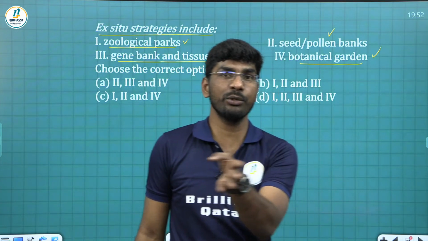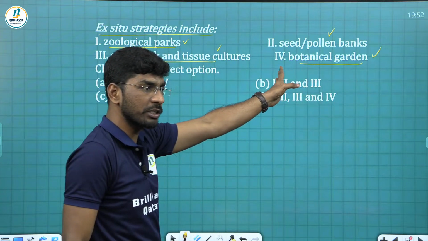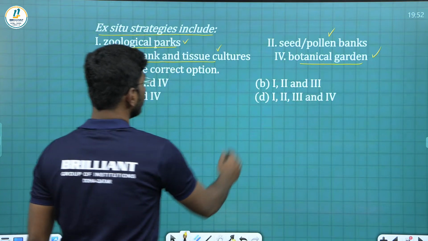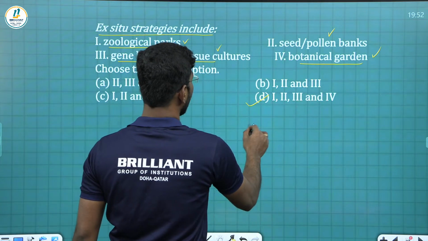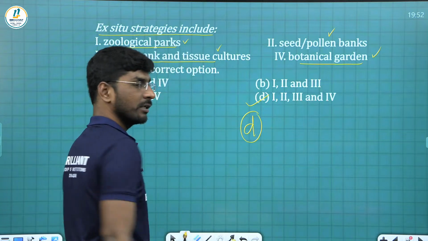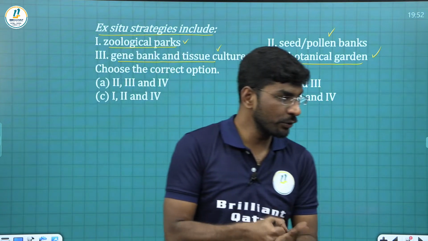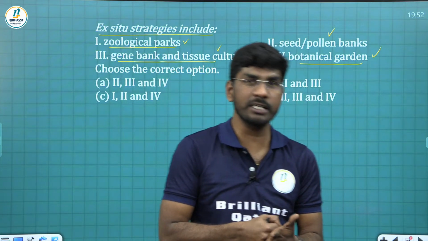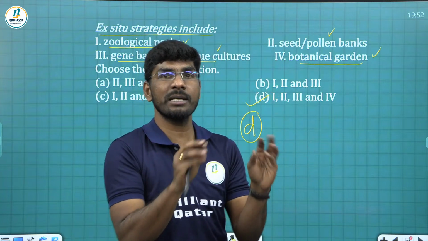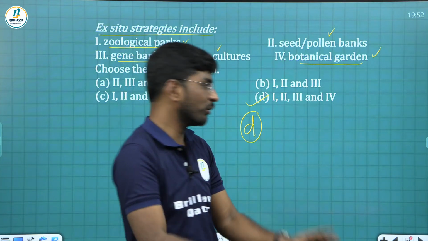Come on, tell me. Ex situ conservation, all will come into ex situ conservation, right? So I am going with 1, 2, 3 and 4. Option D. Correct? Cross check, all of you. Right or wrong? Yes, all. They did not mention any places like the biospheres and the sacred groves, nothing.